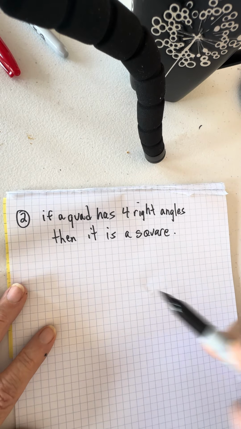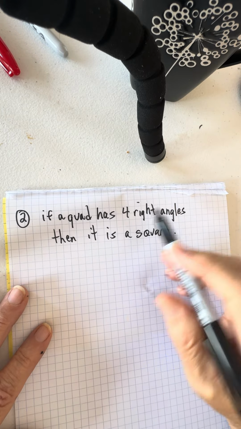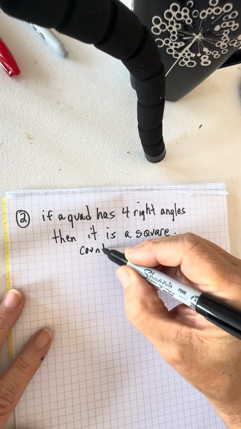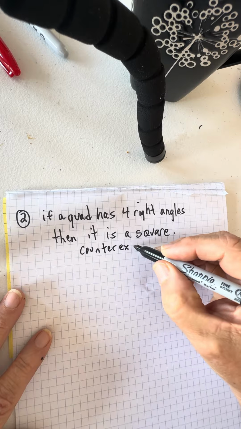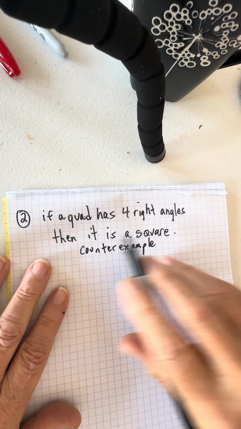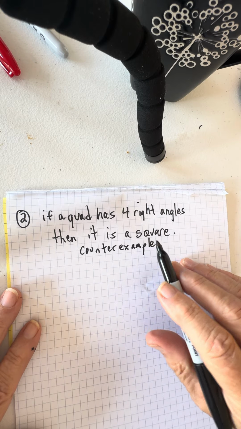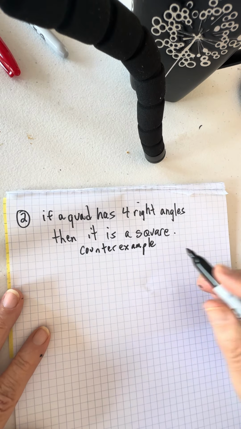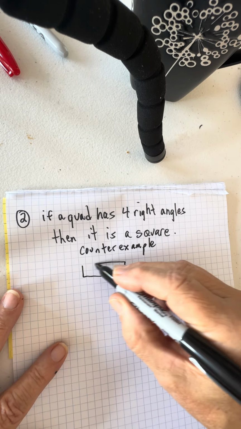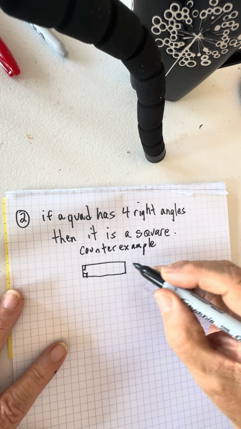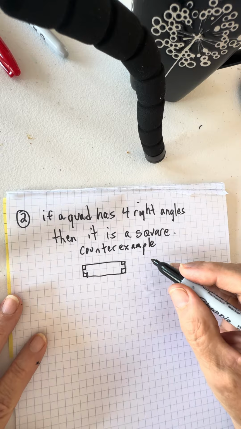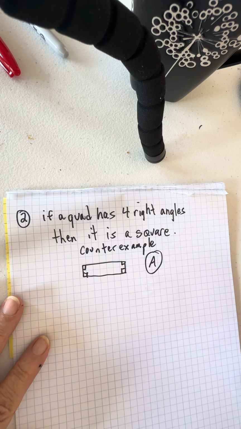Okay, question number 2. If a quadrilateral has 4 right angles, then it is a square. They want a counterexample. So I'm trying to think of one thing that is not true in this case, and that would prove that this is not always true. And the thing I'm coming up with is a rectangle. I know that a rectangle has 4 right angles, but it is not a square. So the answer is rectangle, and that is choice A.